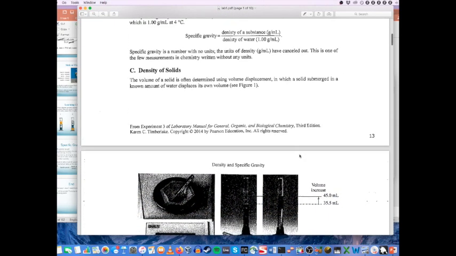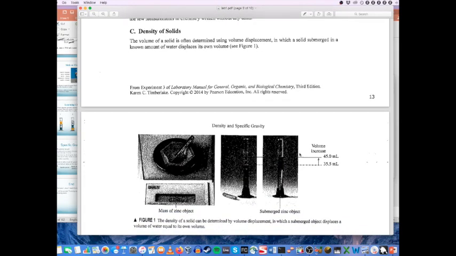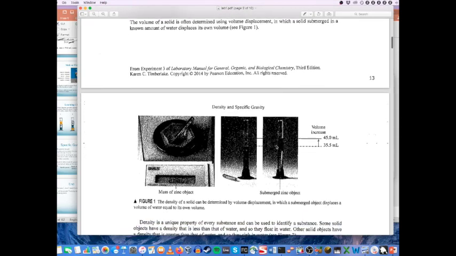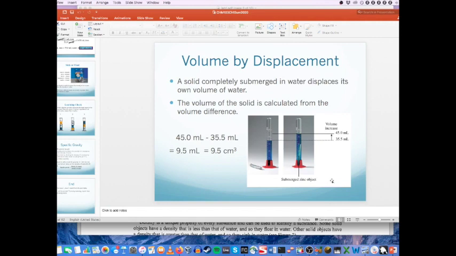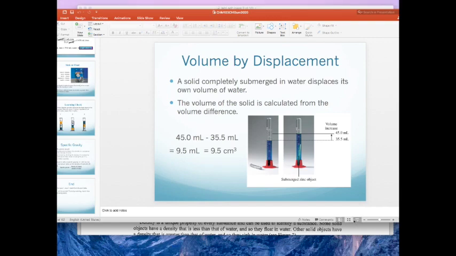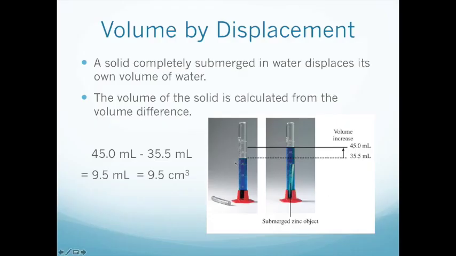And in class, we mentioned volume measurement using displacement of a liquid. Here, the scan quality is poor, so you can't really see the image, but it's the same as this one here from the lecture, where you see liquid that is in a graduated cylinder, and it's filled up to 35.5 milliliters. And then you put a piece of zinc into the cylinder, and it increases the volume to 45 milliliters.